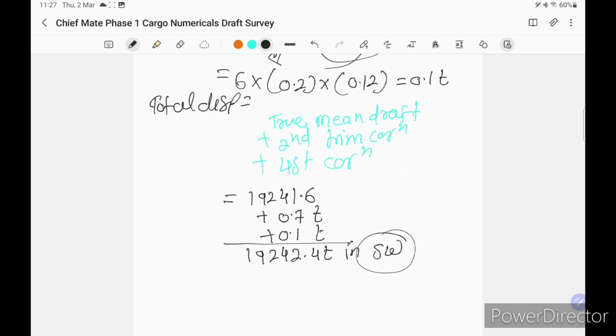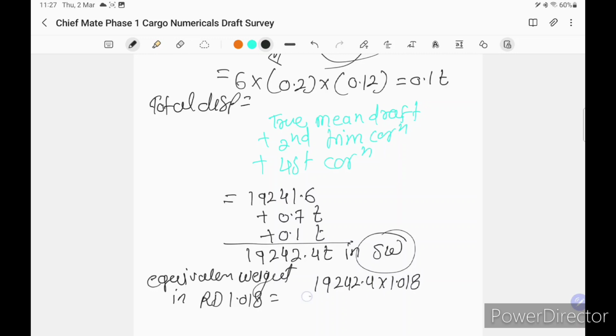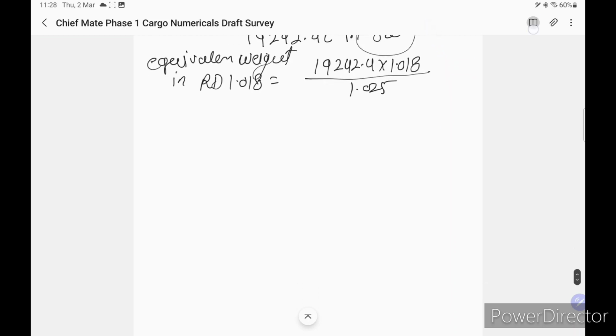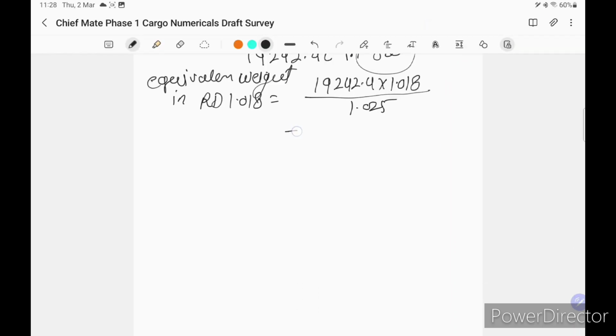Now in the question we are given a different density. So now we calculate this figure in the different density. So the equivalent weight in relative density 1.018 is equal to 19242.4 into 1.018 divided by 1.025. So we get the value 19111.0 tons. Okay, this is the first part of the numericals, clear.